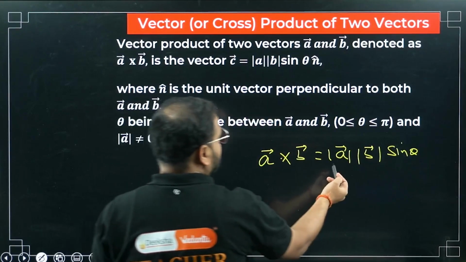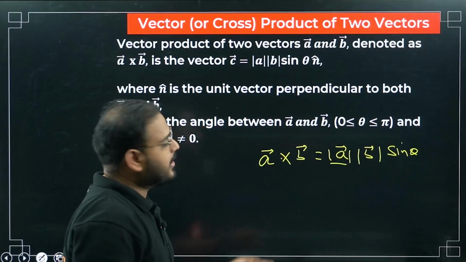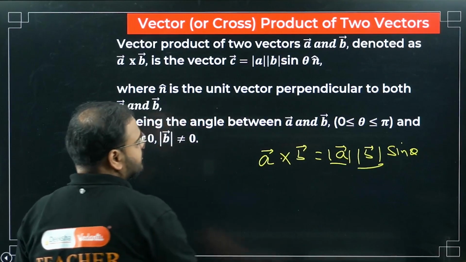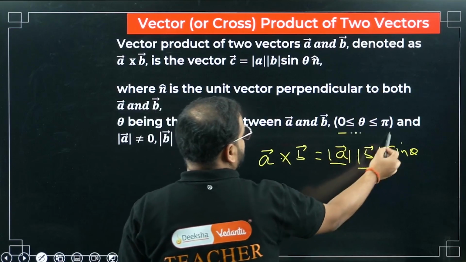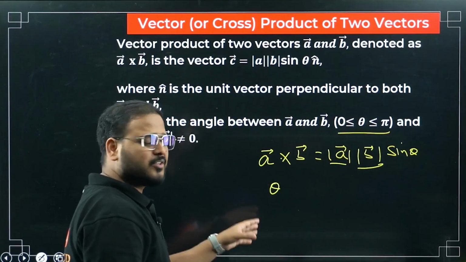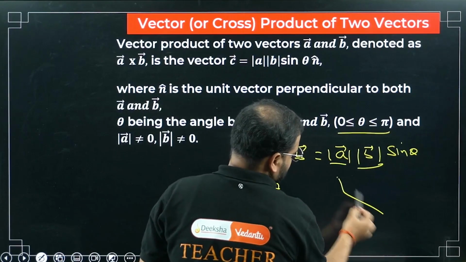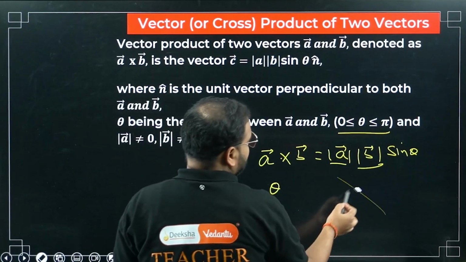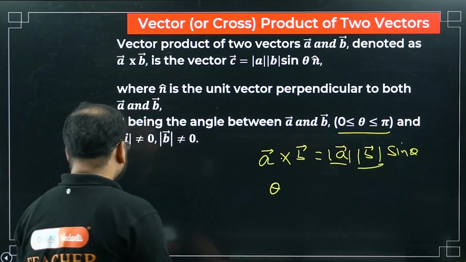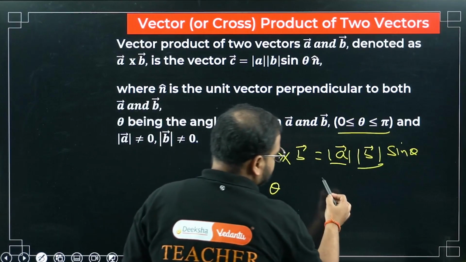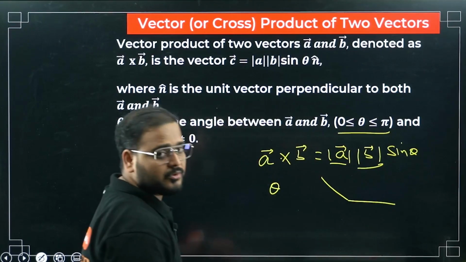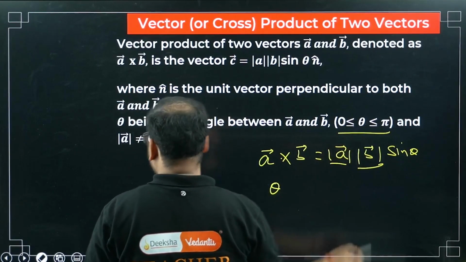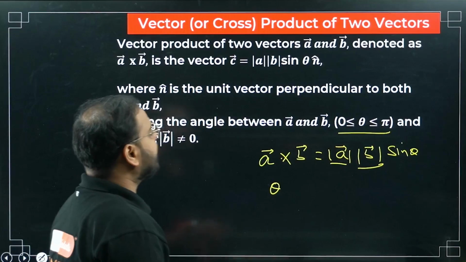Again, a and b are the magnitudes of the vectors a and b. What is the angle theta? Theta is the angle between 0 and pi. Why 0 to pi? Because a triangle can also have an obtuse angle, right? So an obtuse angle can also be a valid case. I can write two vectors in this fashion also. So for that reason, the angle can vary from 0 to pi, not degrees, radians.